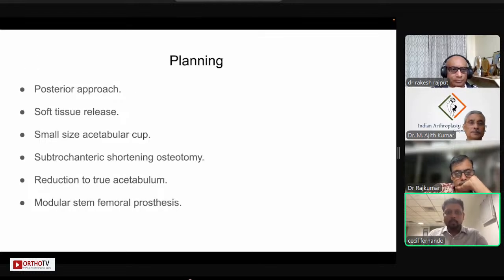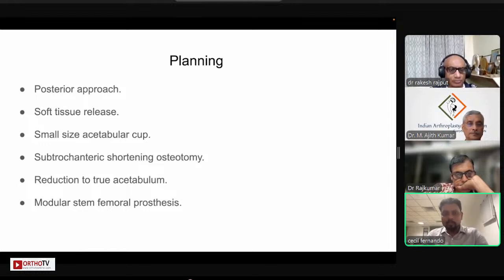So we went with a posterior approach. Soft tissue release was done. The neck cut was made. Head and neck were retrieved and kept if later needed for grafting. The acetabulum we found, and we confirmed the true acetabulum with the C-arm. Then acetabular reaming was done. A size 44, we had a proper fit. So we placed a small size cup, a 44 size cup.